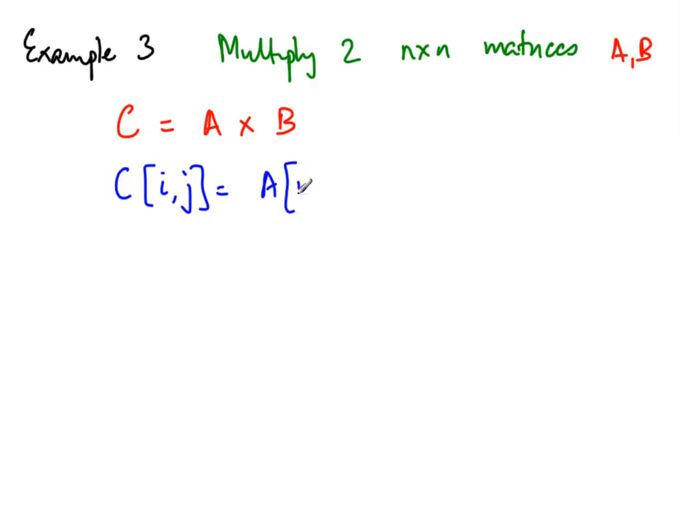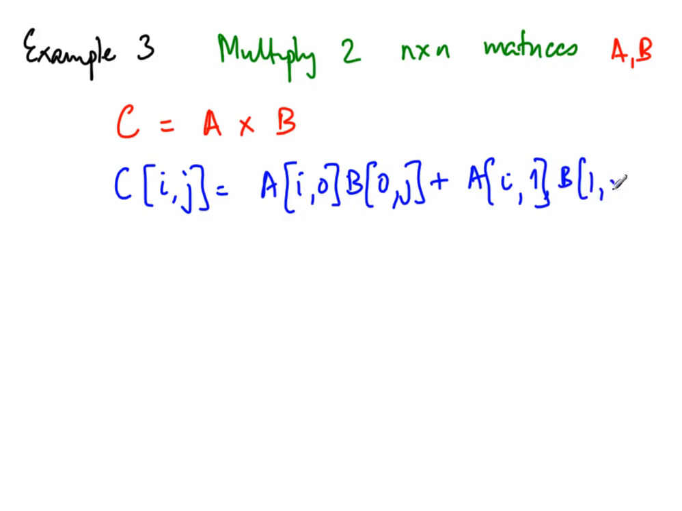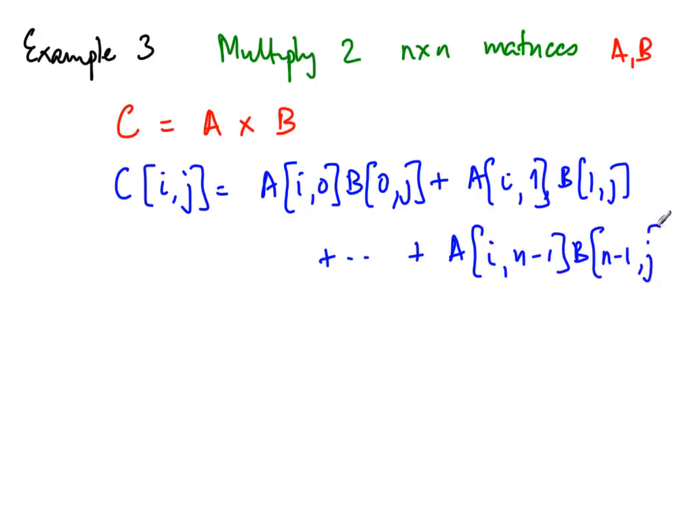You're going to have Ai0 and B0j. Then you're going to have Ai1 and B1j, and so on. And finally Ai(n minus 1) and B(n minus 1)j. So this is how we compute the ijth entry, each entry in the final matrix C. Right? So this can be done using 3 nested loops.